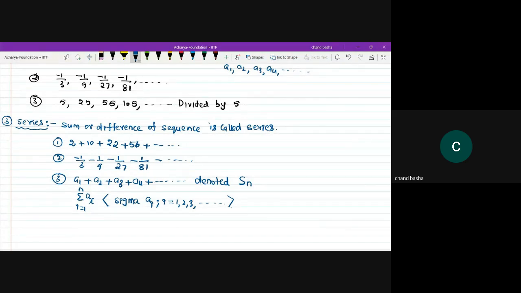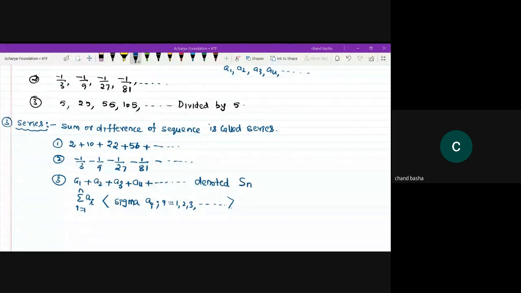Any doubt regarding this sequence and series? Sir, can you explain the last point again, sir? Which point? Third point. Example third? This one? Yes, sir, that one.